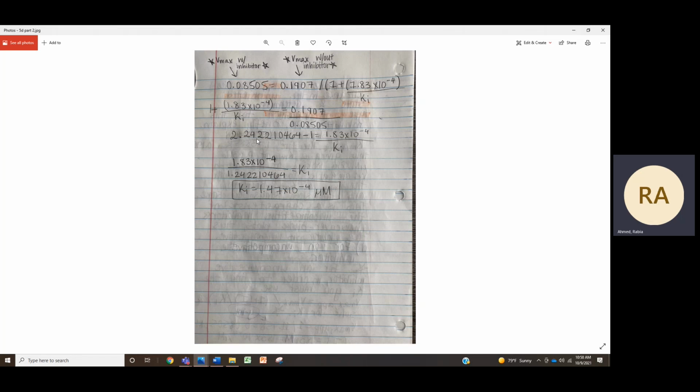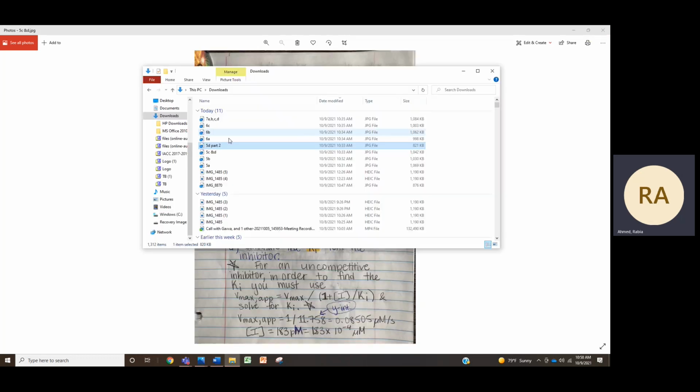So I do 2.2421, whatever this is, minus 1 equals 1.83 times 10 to the negative fourth over Ki, and 1.83 times 10 to the negative fourth is just the concentration of the inhibitor. Then I divide this and I get the Ki equal to 1.47 times 10 to the negative fourth micromolar for 5D. So that is it. And then I'm going to do question 6.